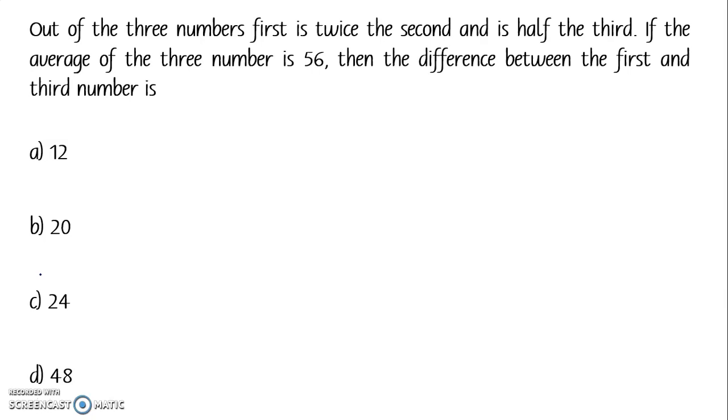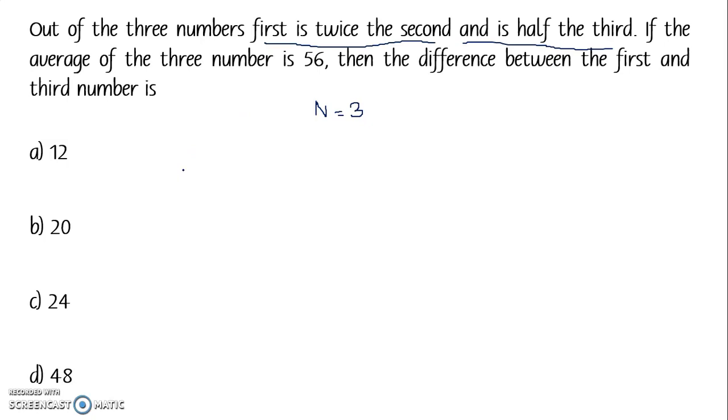So read the problem. Out of 3 numbers, the first is twice the second and half the third. If the average of the 3 numbers is 56, then the difference between the first and third number is. Okay, so they're talking about the average of 3 numbers. So here n is equal to 3, and this is not a number series. They are telling first is twice the second and half the third.